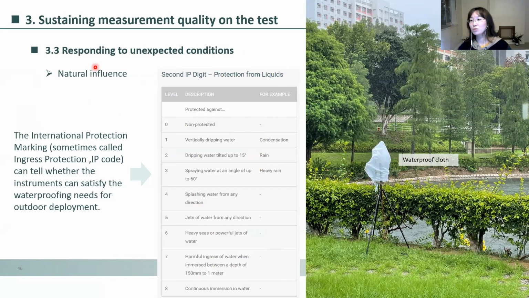Let's talk about how to respond to unexpected conditions. For the natural interference, I think the unexpected precipitation is one of the most terrible things. So if the rain is about to fall, please remember to use waterproof clothes. And whether the field measurement data can be used depends on your research aim.